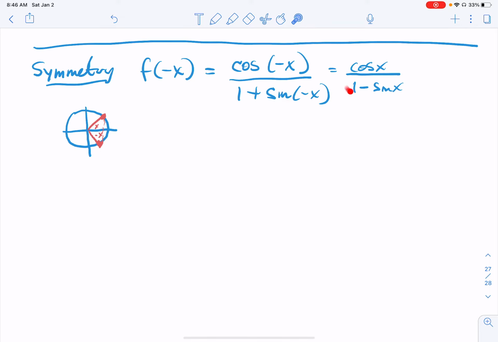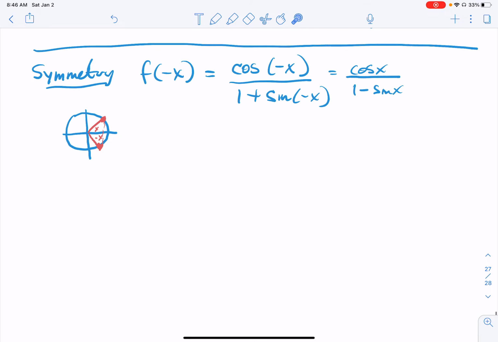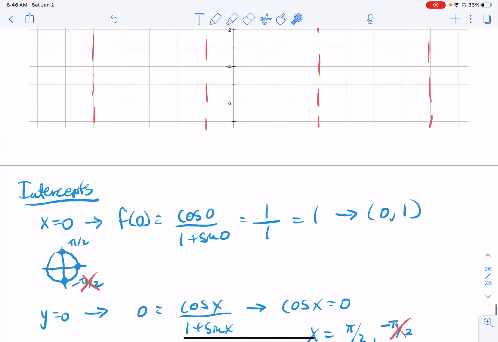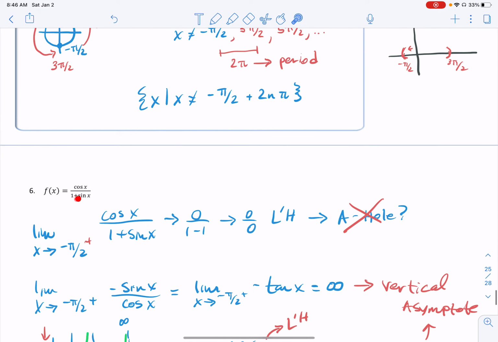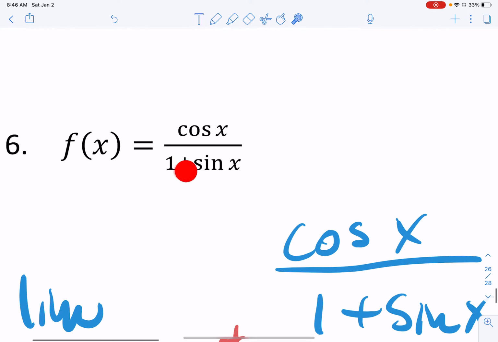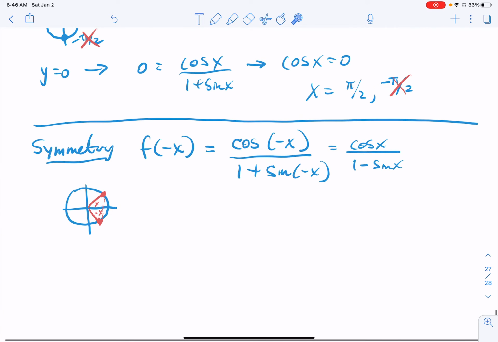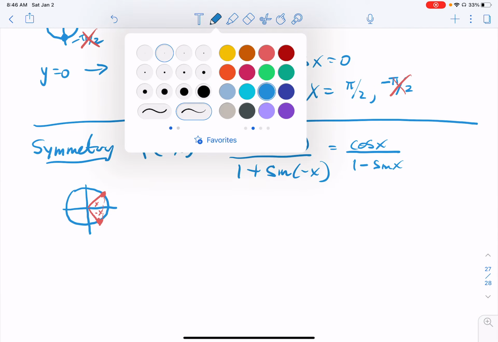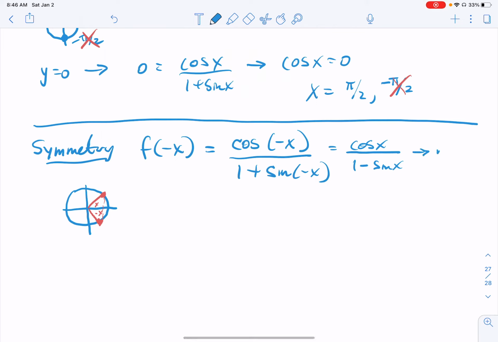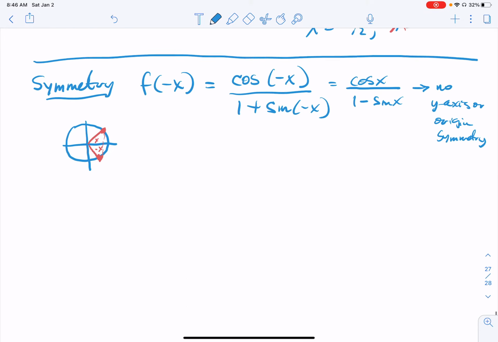Now, if I compare this to my original function, it's almost the same, but it's not, because the original one has a plus right there, and our new one has a minus. And it's not the negative of the whole thing, so this doesn't have either. So no y-axis or origin symmetry. But since it is periodic, we do know that it has translational symmetry.